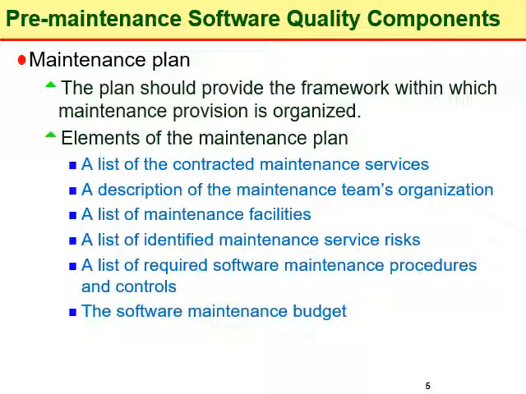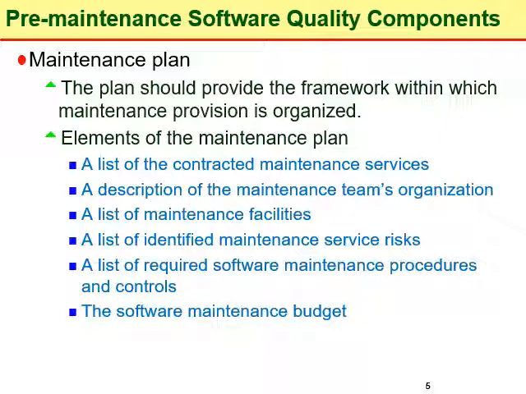Then the next element is a list of required software maintenance procedures and controls. So these procedures include, for example, handling customers' applications, handling a software failure report, periodic reporting and follow-up of support devices, similarly periodic reporting and follow-up of corrective maintenance services, etc. Then the next element is the software maintenance budget. These estimates might be based on the manpower required, the required facilities and investments needed to establish these facilities.